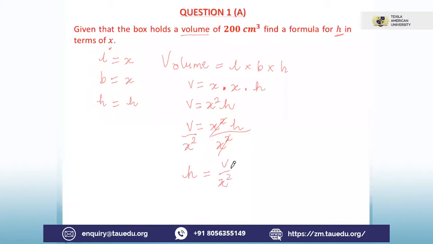Now, something is left. The question says the volume of the prism is 200 centimeters cubed. So what I am going to do is say that my h is therefore equal to V, the volume, so it will be 200 divided by x squared.